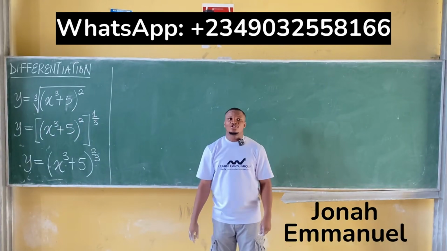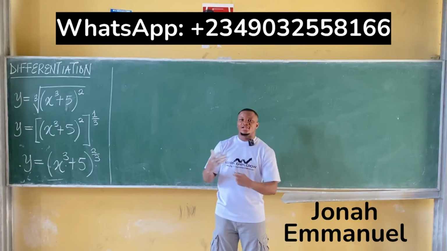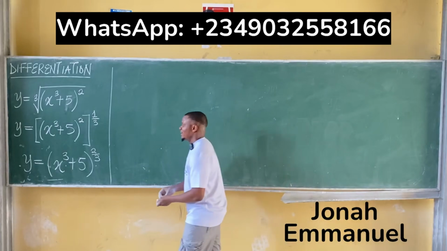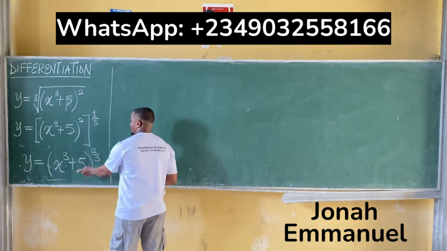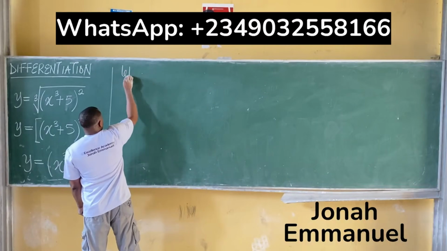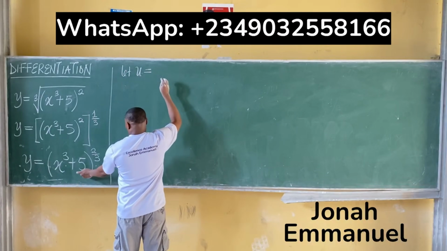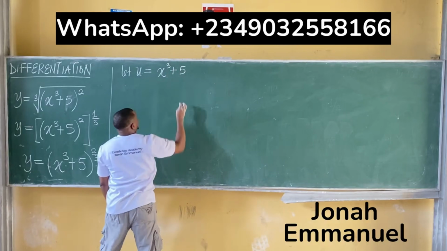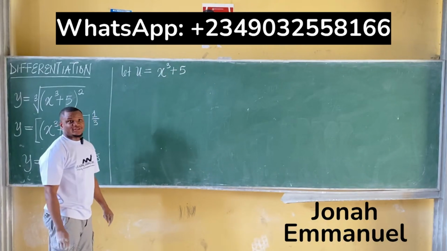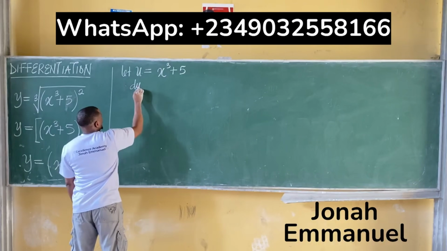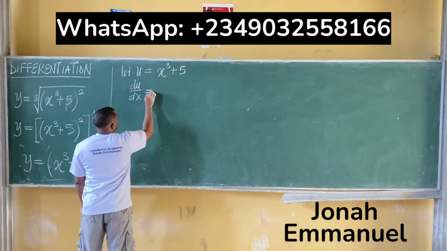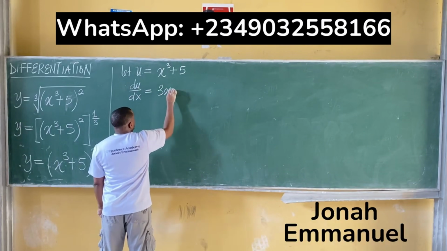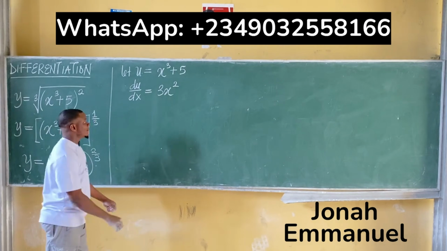Okay, at this juncture, we can now let u be this, whatever. Let's take it from here. Of course, first step, we say let u be equal to the term in the bracket, x cubed plus 5. Differentiate u with respect to x. You get du/dx equals 3x squared. You've gotten this.